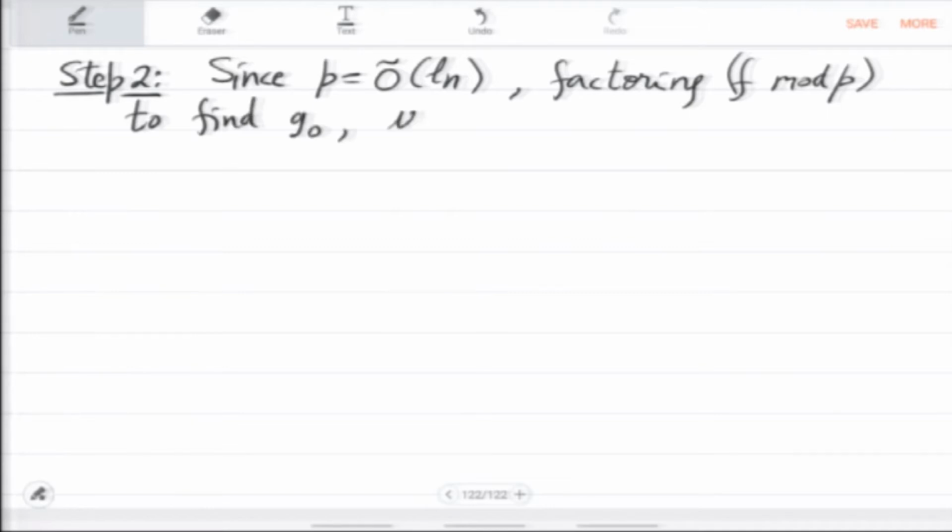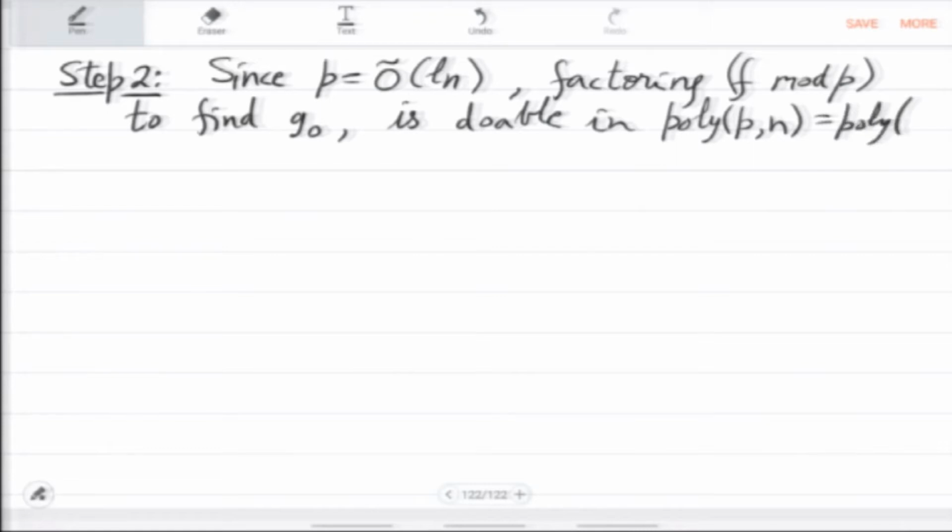factoring f mod p to find G0 is doable in time polynomial in the prime p and the degree of f, which is overall polynomial in NL. So in this much time, which is truly polynomial time in the input size, you are able to find G0 by Berlekamp algorithm. So recall Berlekamp for this. So that completes step 2.